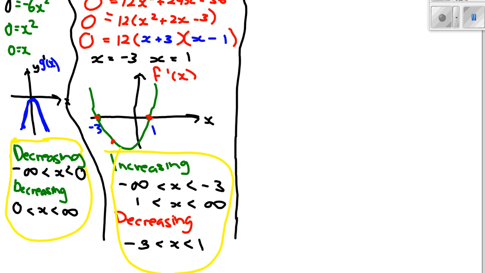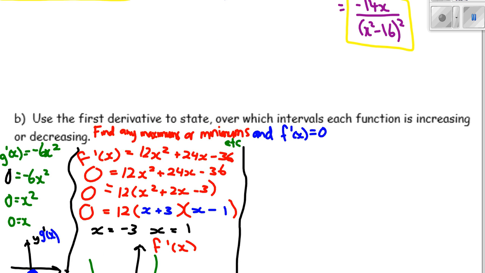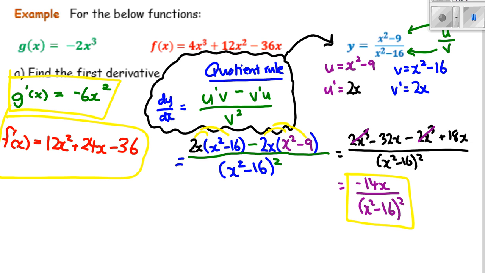All right, cool. So back up to this awkward one up here, the rational function. Do you remember things called asymptotes?